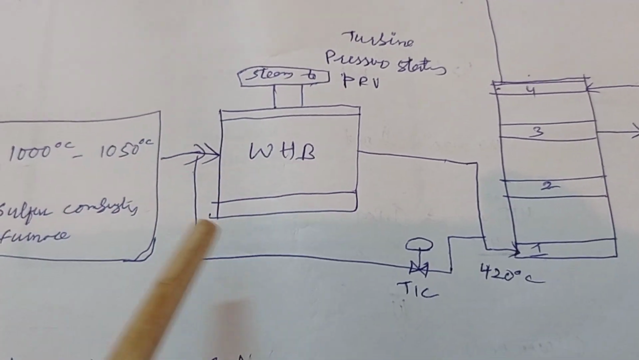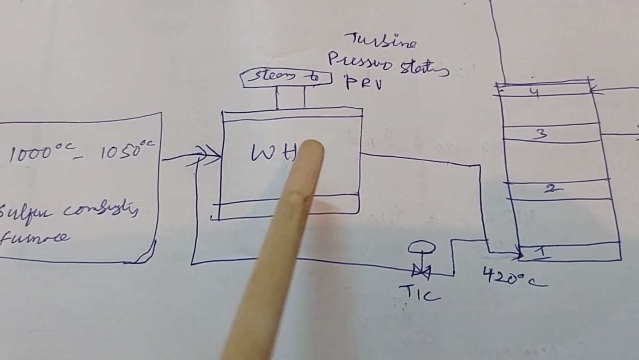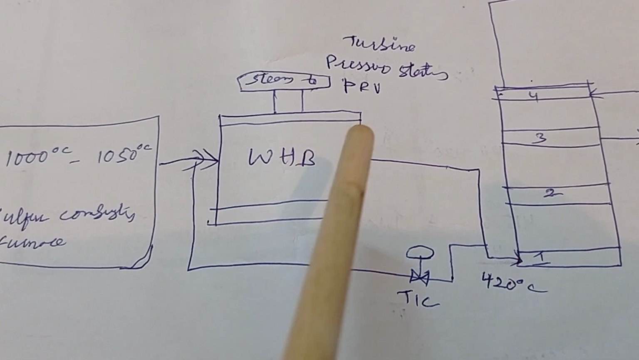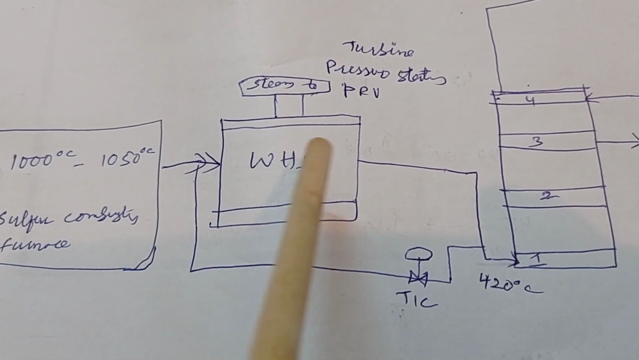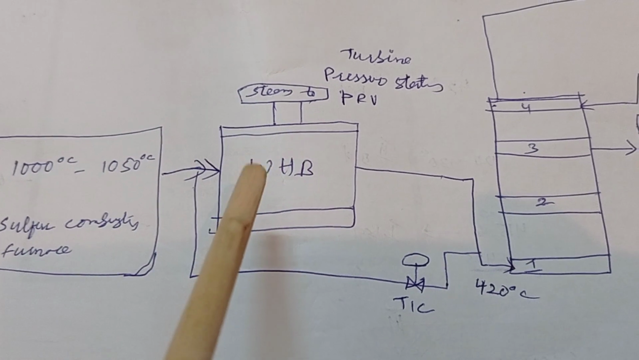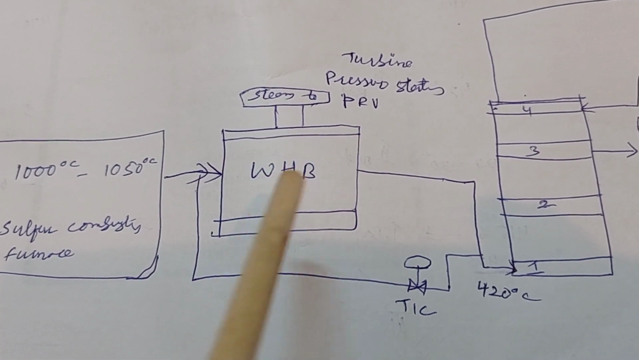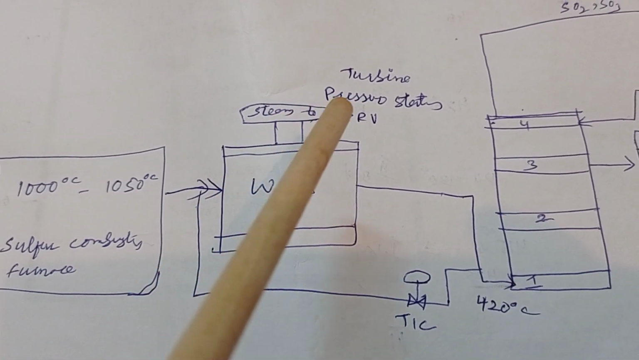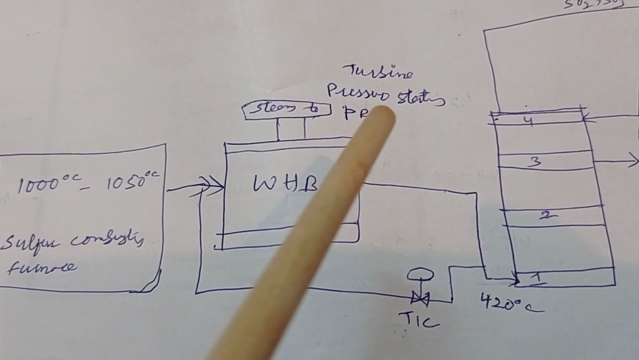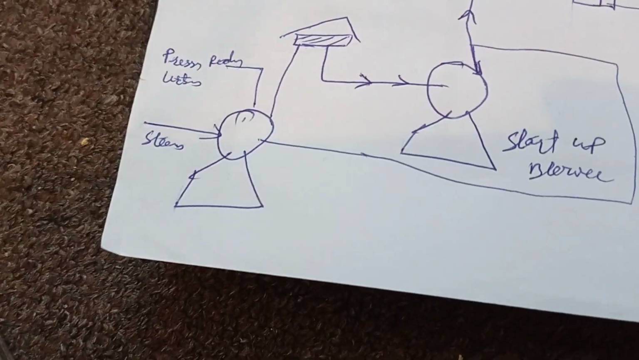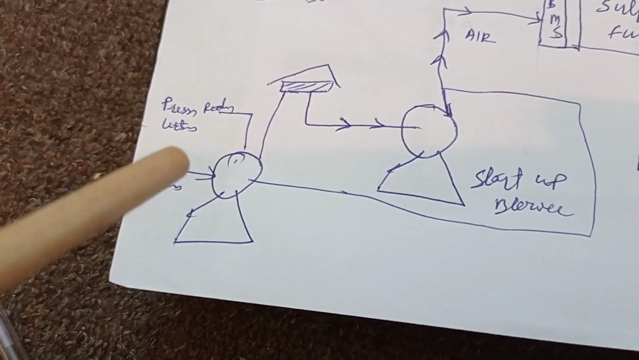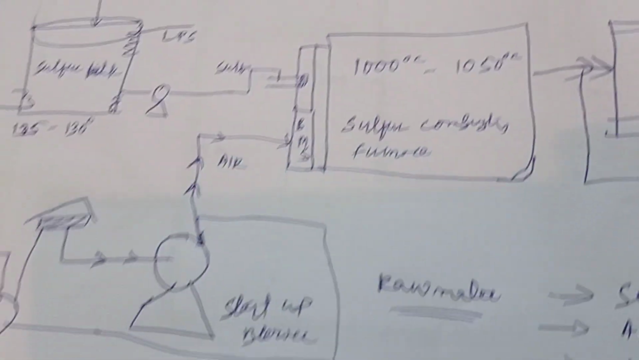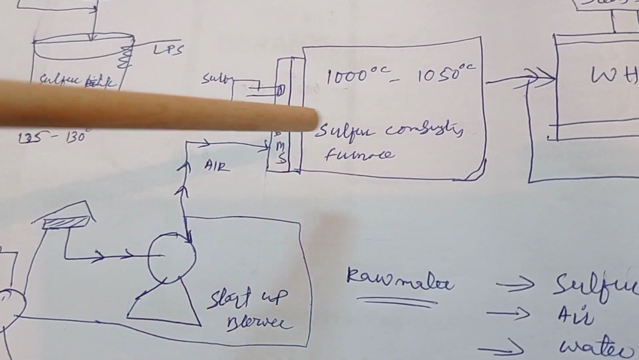That is why we send the gas to the waste heat boiler. When the 1000-degree gas goes in, the gas flows through the tubes and water is in the shell. When the water is heated by the 1000-degree gas, it generates steam. The steam goes to the turbine to run it. For the first time, we use the startup blower to raise the temperature.